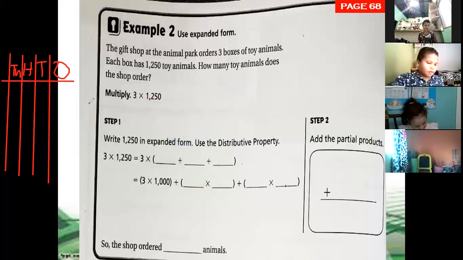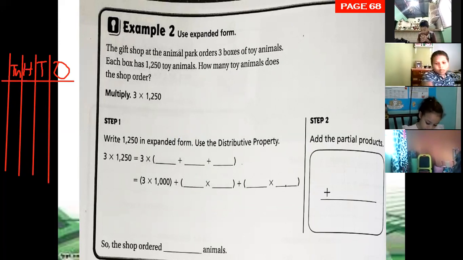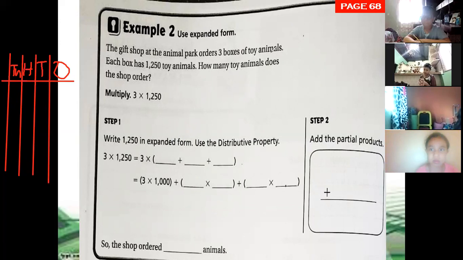Now, example 2. Use expanded form. The gift shop at the animal park orders 3 boxes of toy animals. Each box has 1,250 toy animals. How many toy animals does the shop order? So it orders 3 boxes, okay? And each box has 1,250 toy animals. We have to write 1,250 in expanded form. So the last one is a 0.